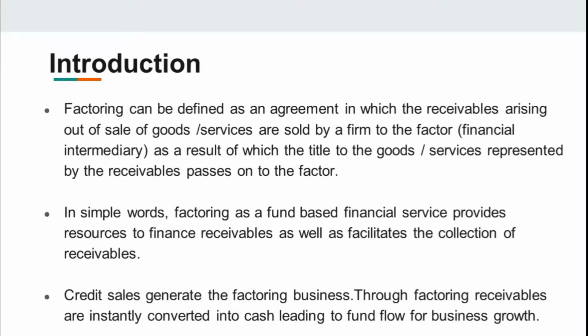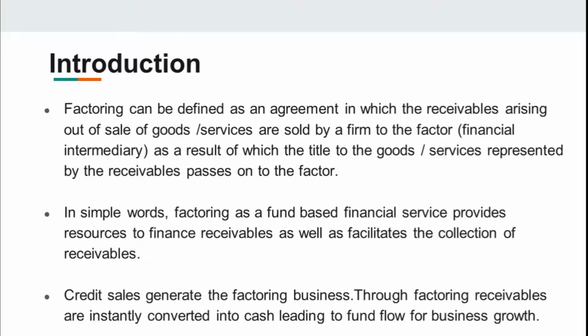Introduction. Factoring can be defined as an agreement in which the receivables arising out of sale of goods and services are sold by a firm to the factor, as a result of which the title to the goods or services represented by the receivables passes on to the factor. So, about three parties are involved in this business. Let's assume there is a seller, a buyer, and a factor.